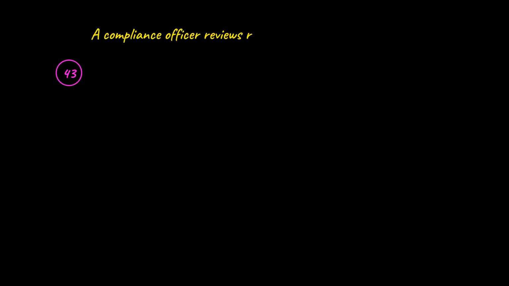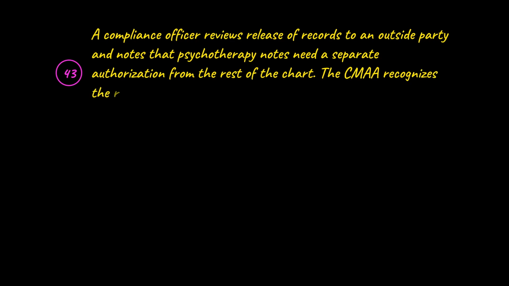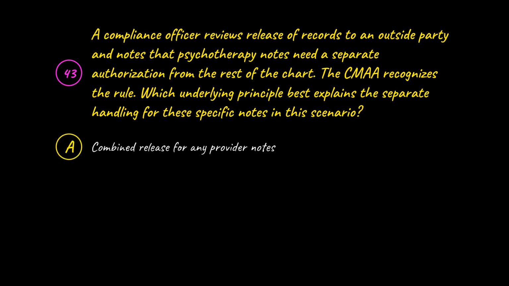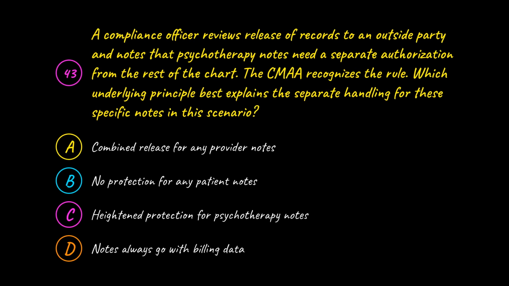Question 43. A compliance officer reviews release of records to an outside party and notes that psychotherapy notes need a separate authorization from the rest of the chart. The CMAA recognizes the rule. Which underlying principle best explains the separate handling for these specific notes in this scenario? Your options are A. Combined release for any provider notes, B. No protection for any patient notes, C. Heightened protection for psychotherapy notes, D. Notes always go with billing data. Before I reveal it, which one do you think is right?